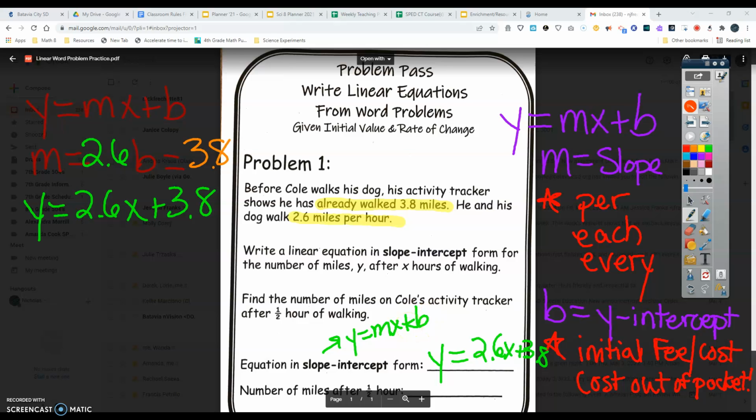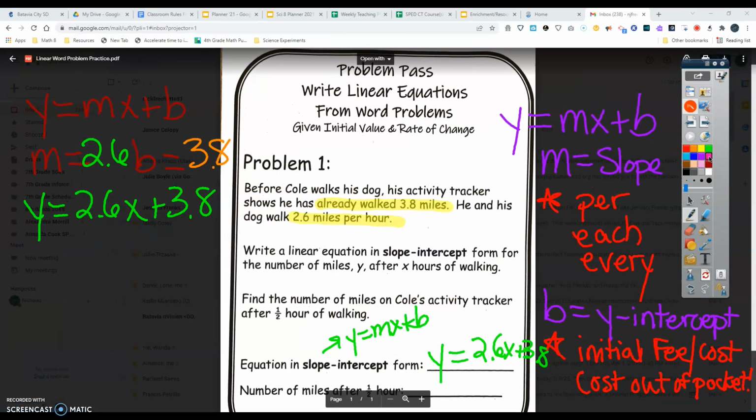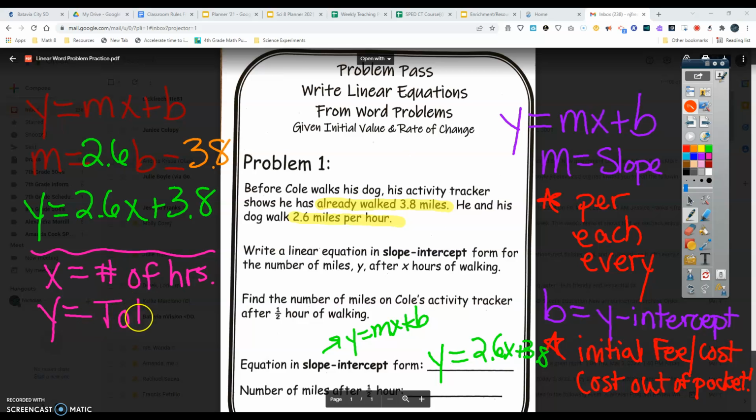Okay, so now they're asking us the number of miles after a half hour. So this is what we need to realize. We need to identify what our variables are. Our variables are x and y. And x actually equals number of hours, because that's something that can be any number of hours. That can change. And our y value, 9 times out of 10, is the total. So how are we going to set that up?